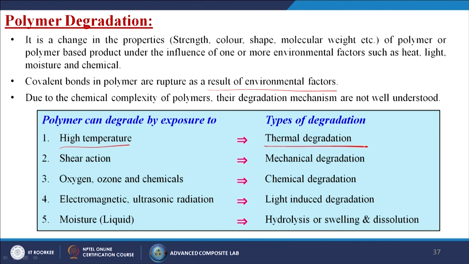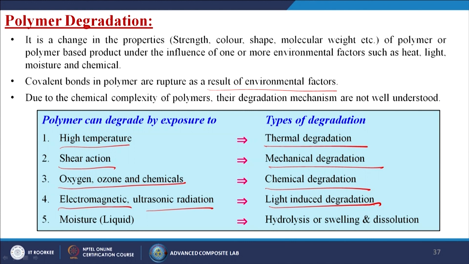Polymers can degrade by exposure to, for example, high temperature. What will happen? Thermal degradation will take place. If it is under shear action, mechanical degradation will take place. If it is exposed to oxygen, ozone and chemicals, chemical degradation will take place. Under electromagnetic or ultrasonic radiation, light-induced degradation will take place, and if it is open to moisture or liquid, hydrolysis, swelling or dissolution will take place.